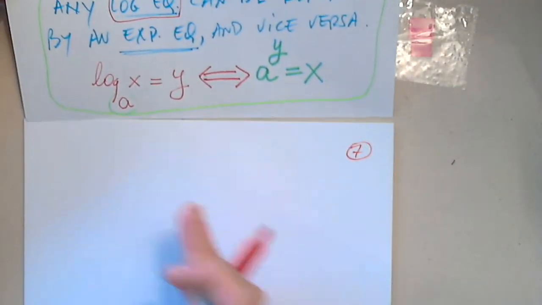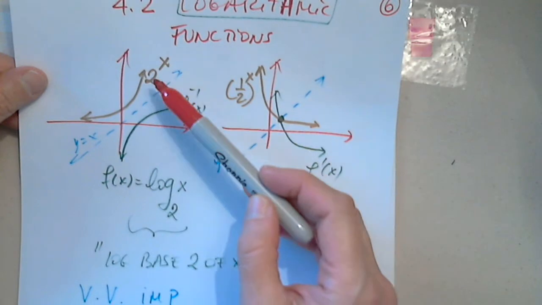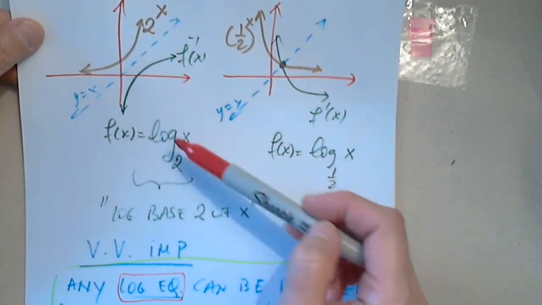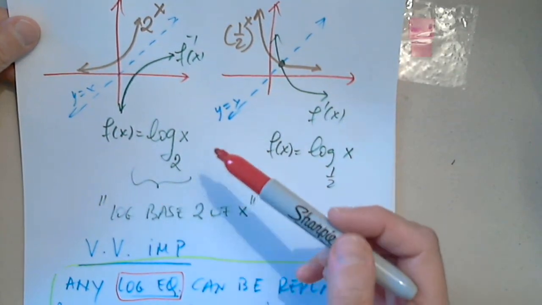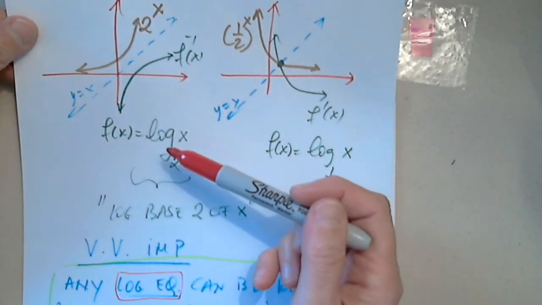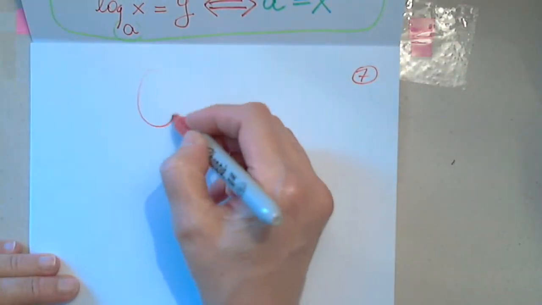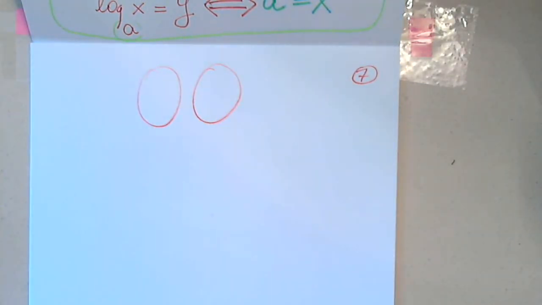Okay, perfect. So let's see what we do with this. I told you that 2 to the x and log base 2 of x are inverses of each other. But I don't want you to trust me. I want to show you why. So let's take a look at two bubbles.